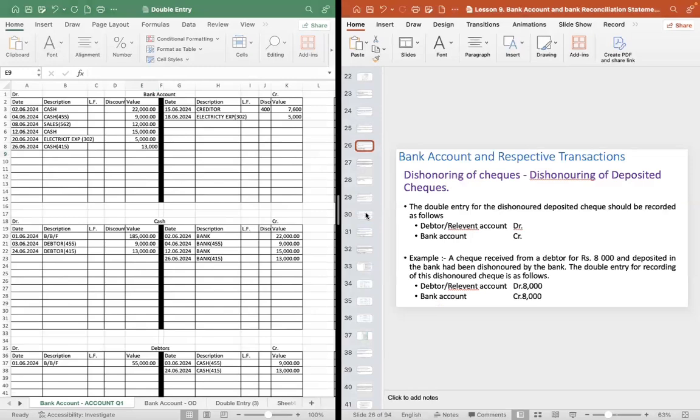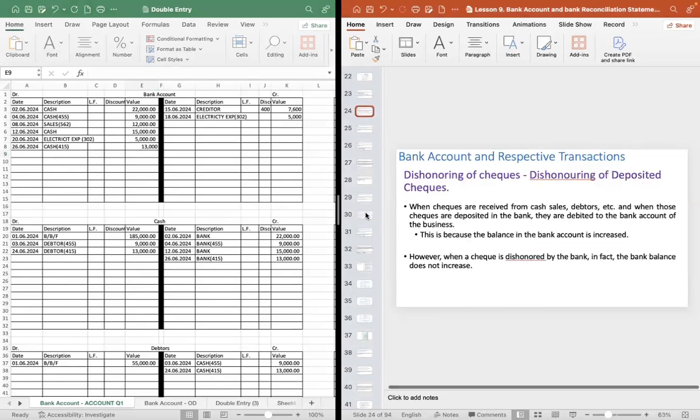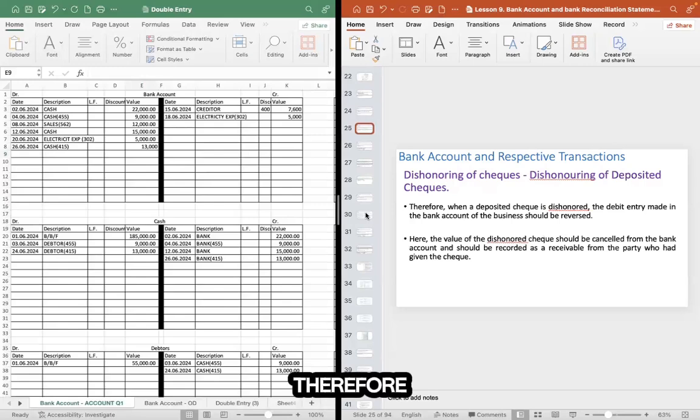Dishonoring of deposited checks. When checks are received from cash sales or debtors, when those checks are deposited to the bank, they are debited to the bank account of the business. This is because the bank account is increasing. However, when a check is dishonored by the bank, in fact, the bank balance does not increase. Therefore, when a deposited check is dishonored, the debit entry made in the bank account of the business should be reversed.